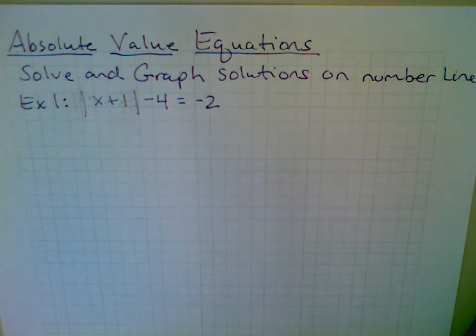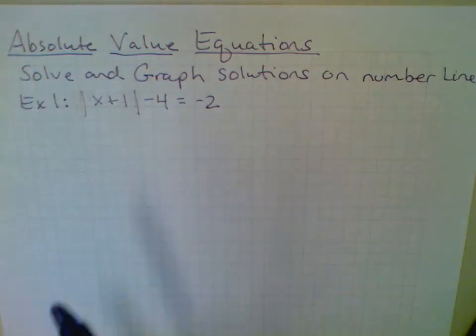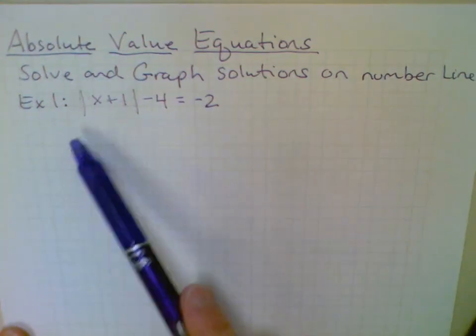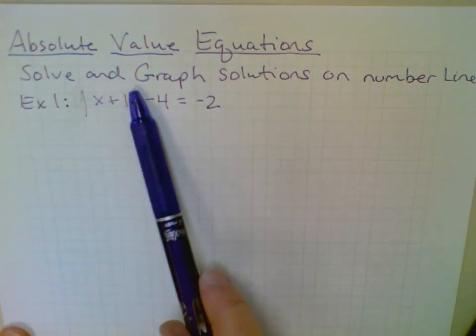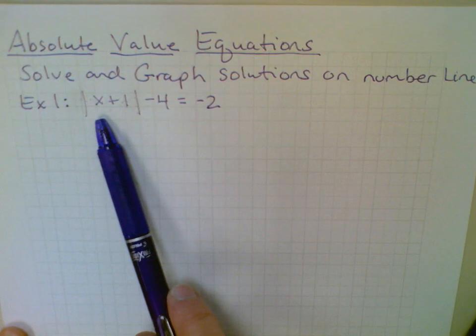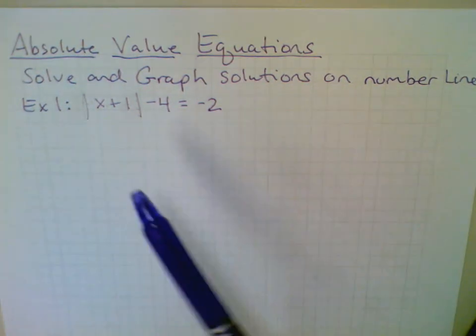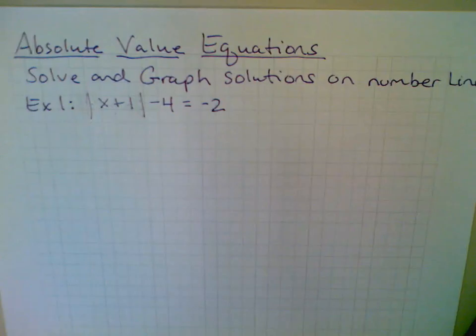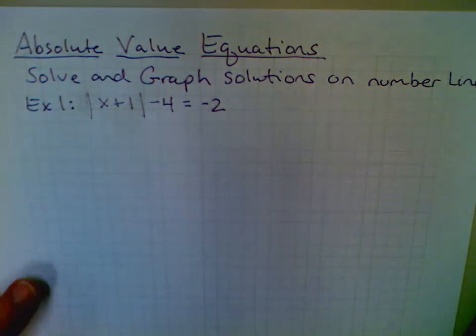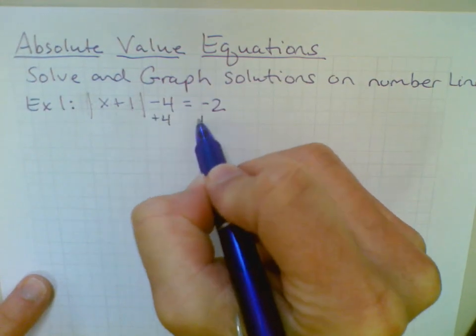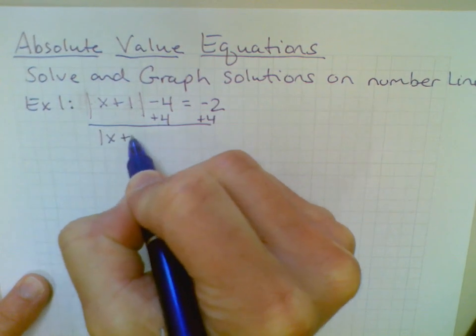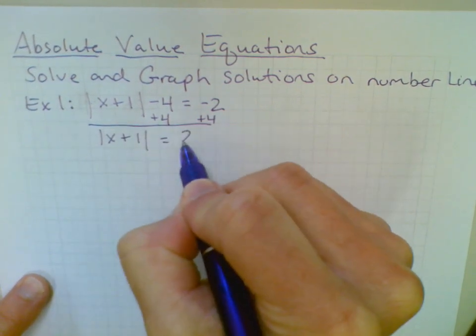Okay, so we're going to solve this first example for x in the end. When it's absolute value, so that's what these absolute value bars are, you want to make sure that you get whatever's inside there alone before you make your next step. So what I'm going to do is isolate that by undoing this minus 4. So I'm going to add 4 to both sides. So bring this down, that equals 2.